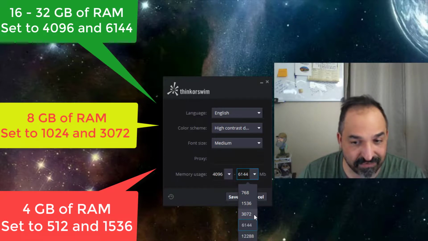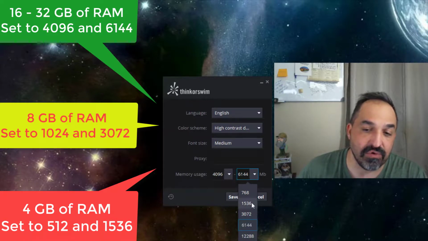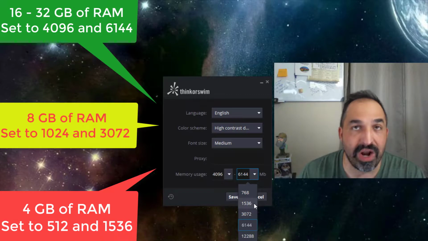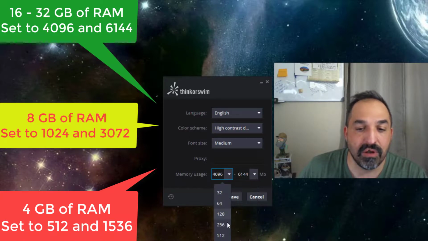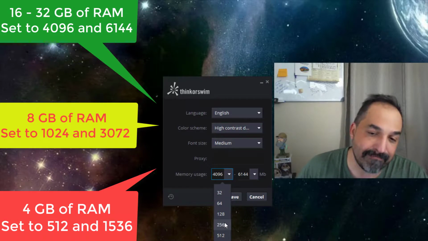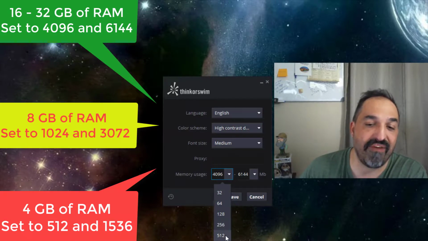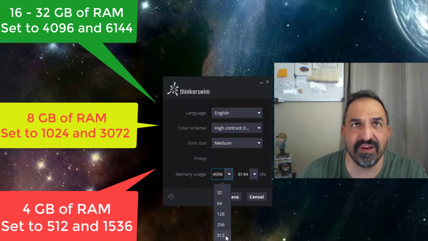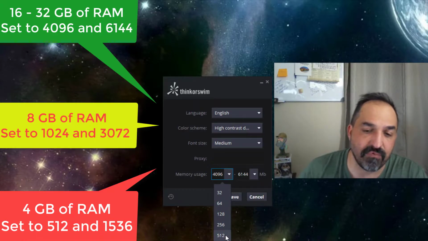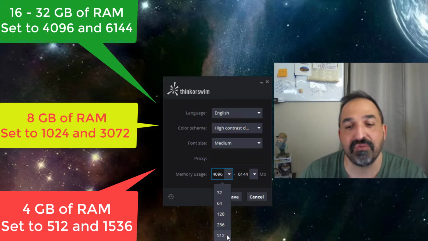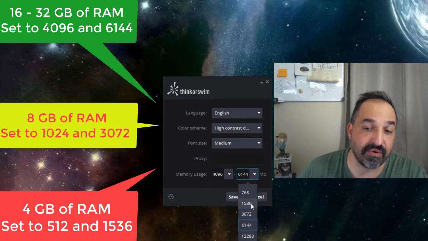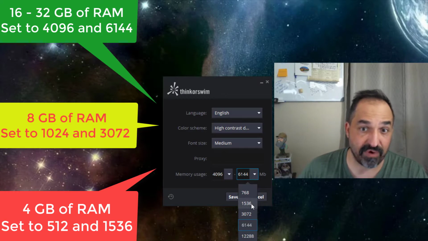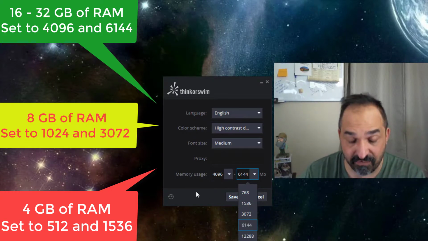Now, if you have 4 gigs of RAM, I highly suggest you not go above 1.5 gigs of RAM maximum allocation on the high side, which would be a 1,536 megabyte setting, and on the low side, I would keep this one somewhere around the 512 megabyte mark. So it'll be kind of a tight setting there, but I definitely would want to keep my low side as high as possible. So 512 megabytes on the low side and 1536 on the high side for 4 gigs of RAM. I hope this has been helpful to you.